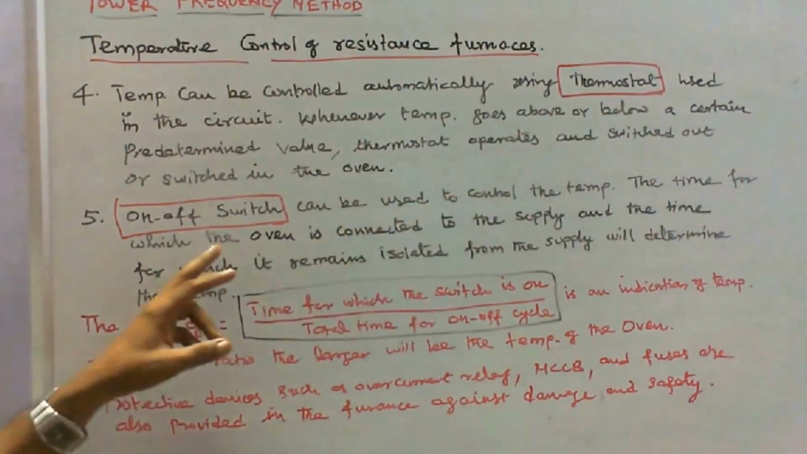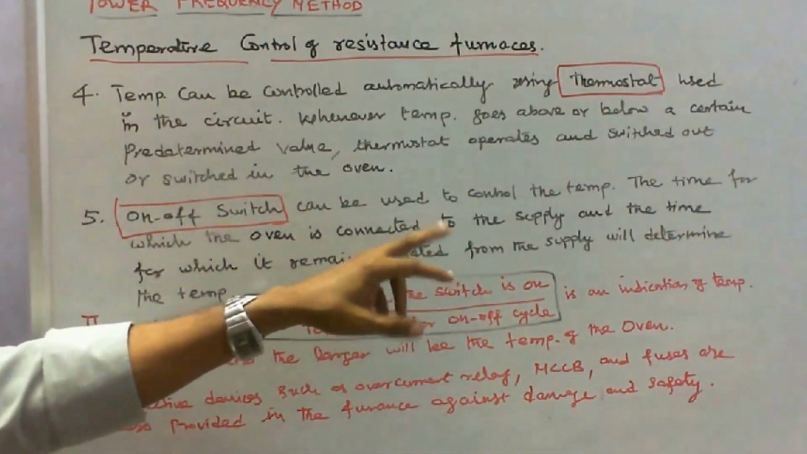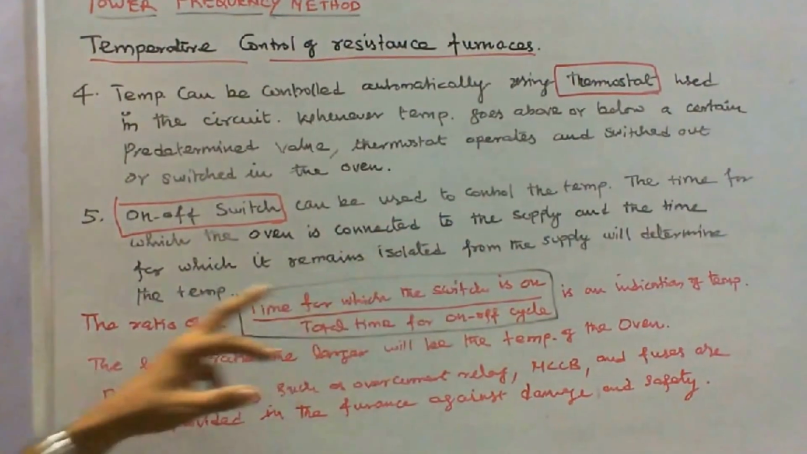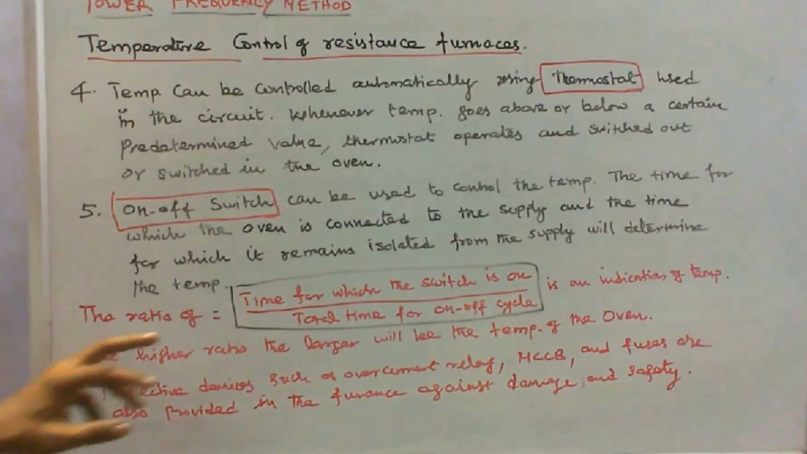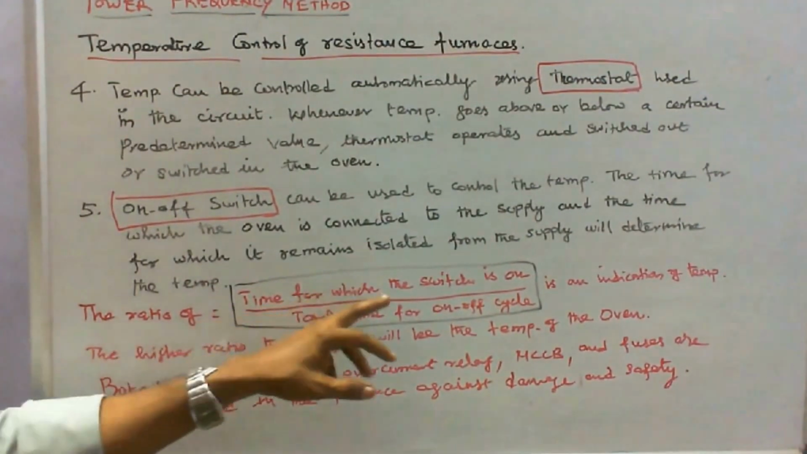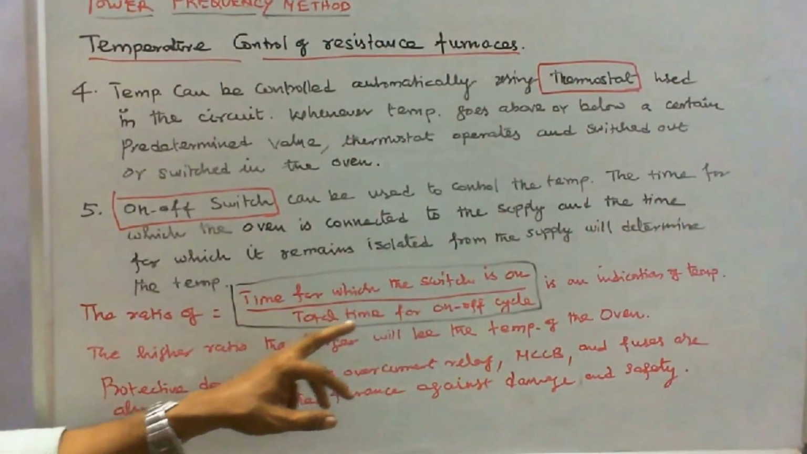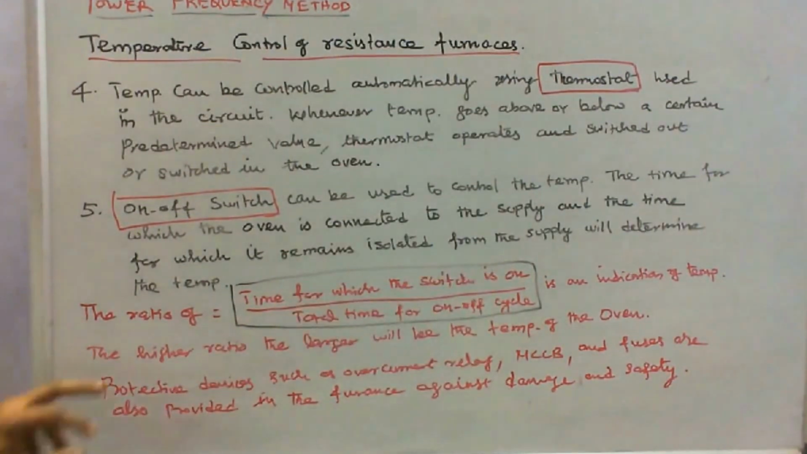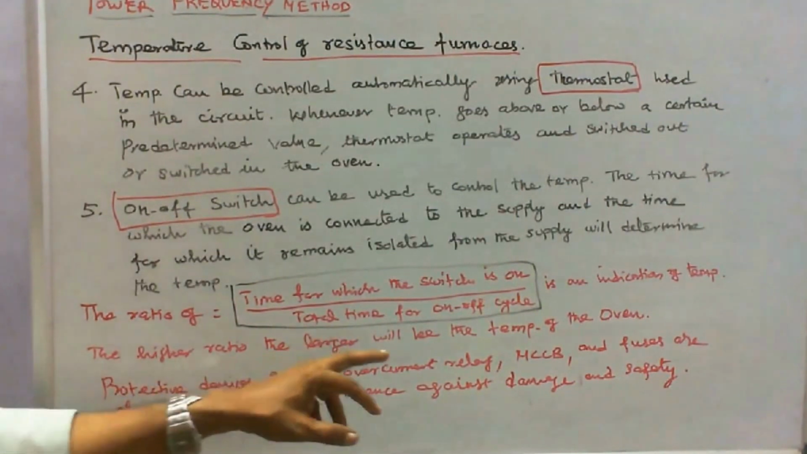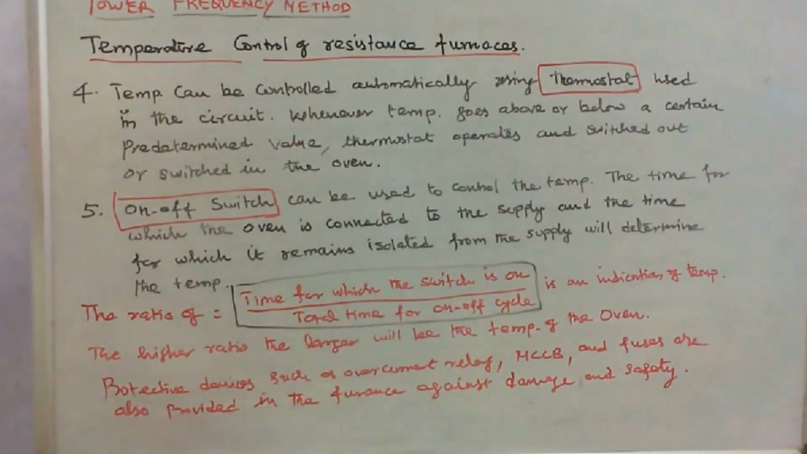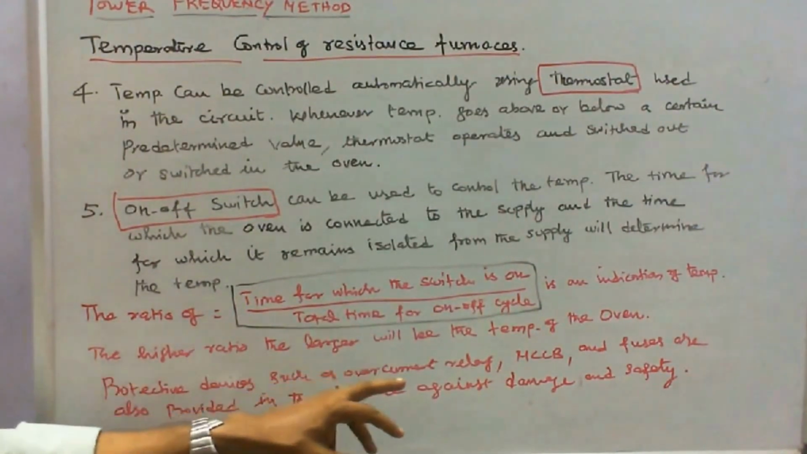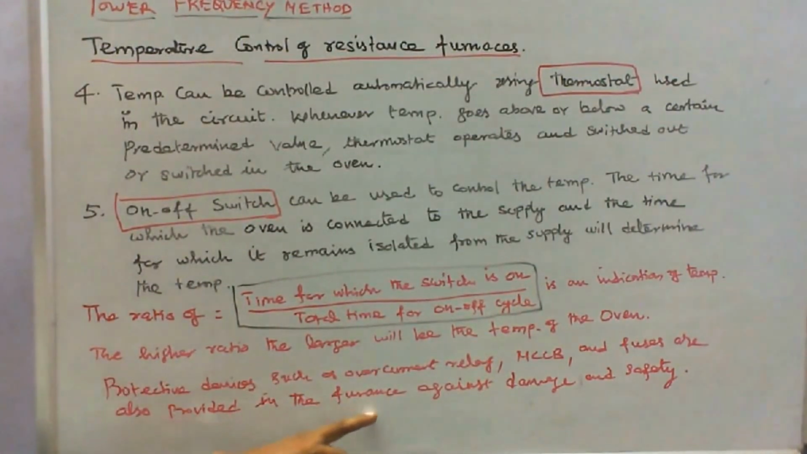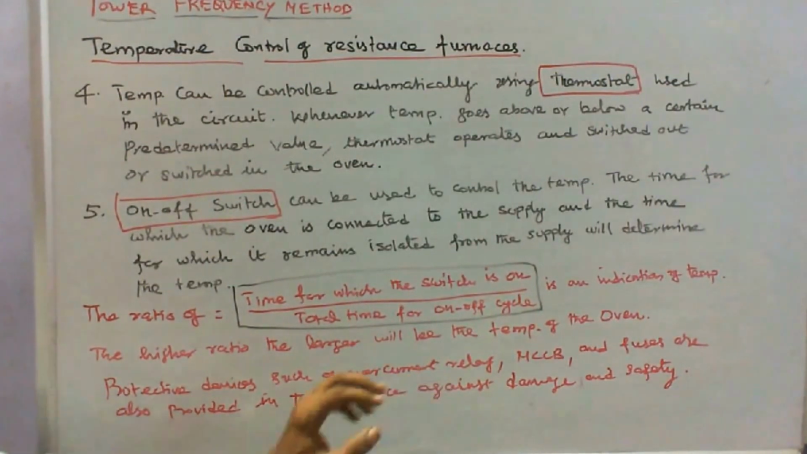The time for which the oven is connected to the supply and the time for which it remains isolated from the supply will determine the temperature. The ratio of time for which the switch is on divided by total time for the on-off cycle is an indication of temperature. The higher the ratio, the larger will be the temperature of the oven. Protective devices such as overcurrent relays, MCBs and fuses are also provided in the furnace for protection and safety.